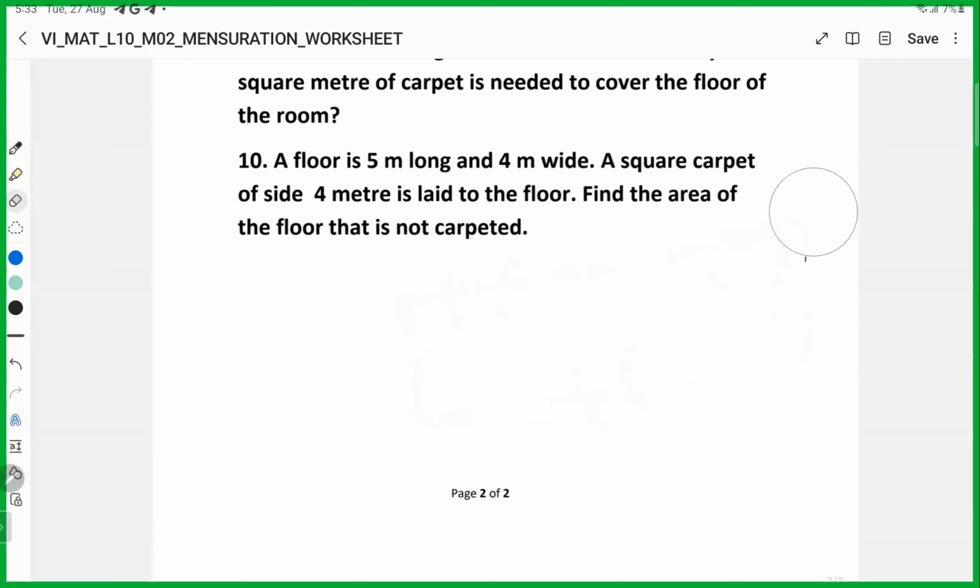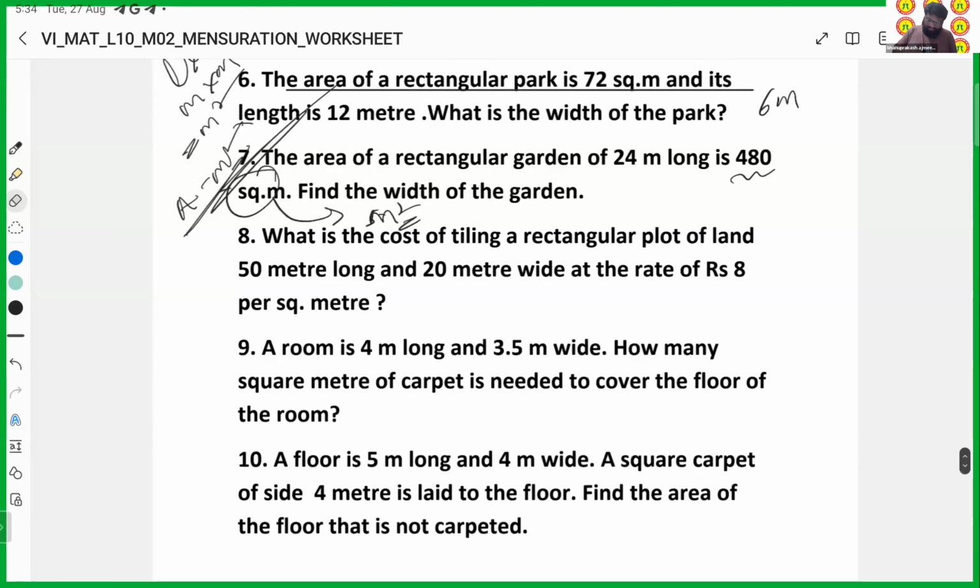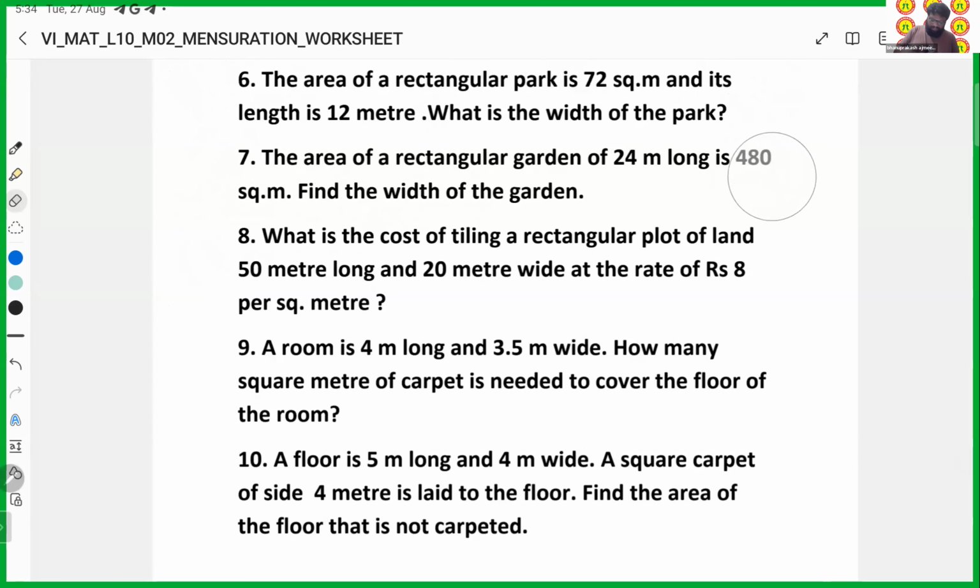So please remember there is a lot of difference between perimeter and area. When terms like flooring, surfacing, tiling, or carpeting are used, this means that they are considering area. So the eighth one, I hope everyone of you got this answer.